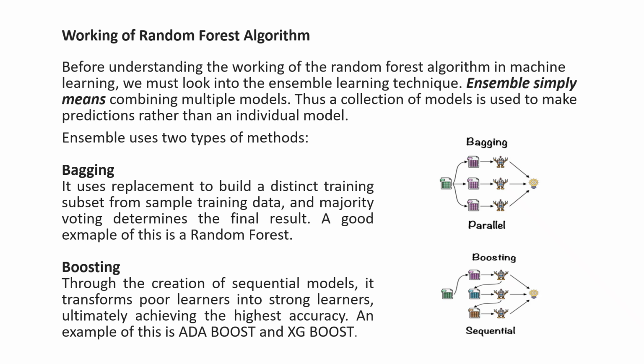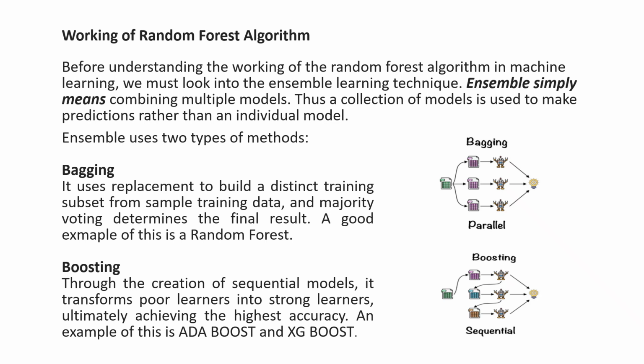So how does the random forest work? First, before going in depth into random forest, let's see what this ensemble learning technique is. Ensemble simply means combining multiple models together. It's a collection of different models used for predicting, rather than an individual model. We take multiple models together for consideration. That process is called the ensemble process. There are two different types of methods under the ensemble process: one is bagging, another one is boosting.